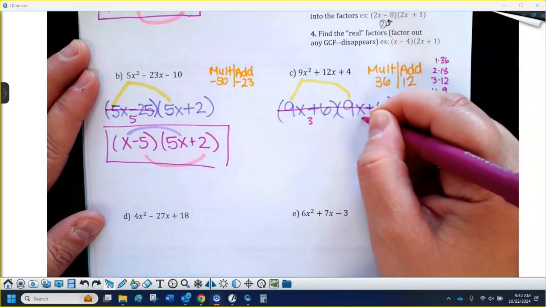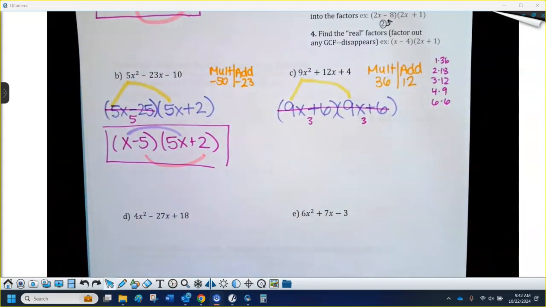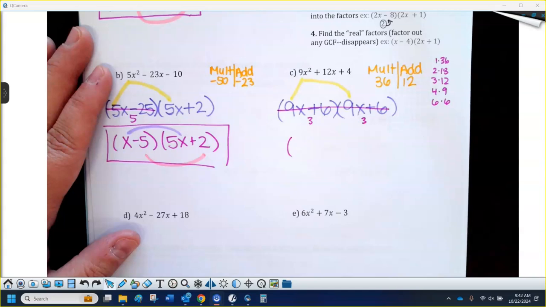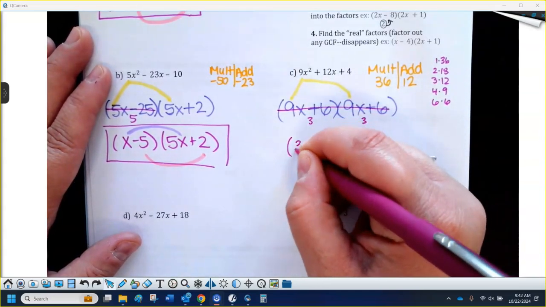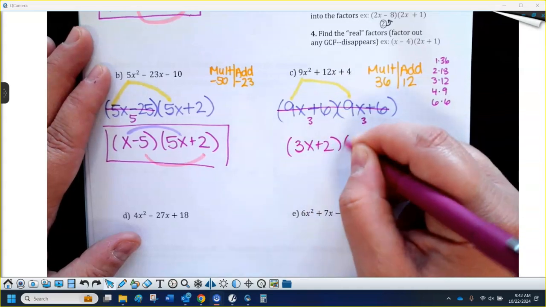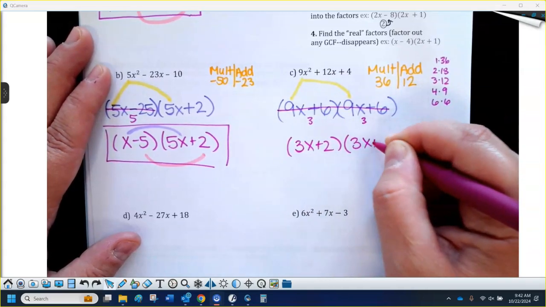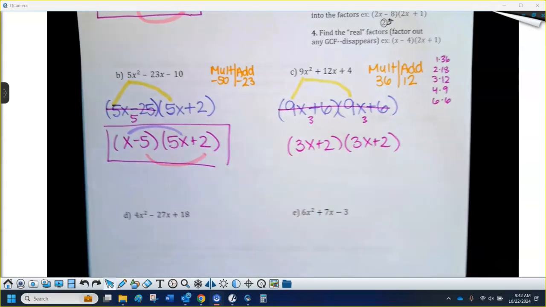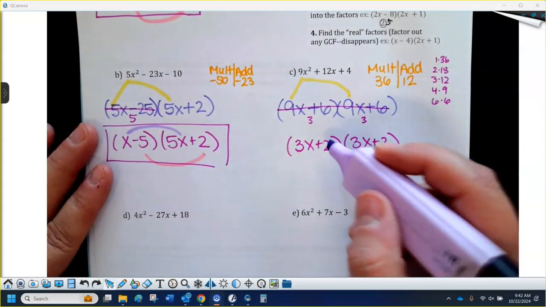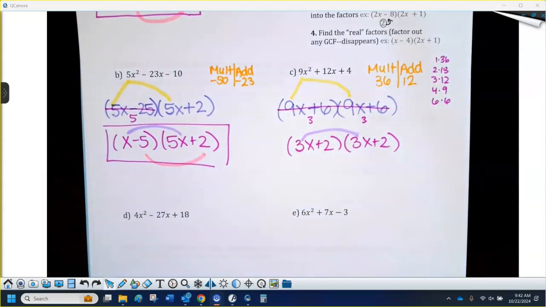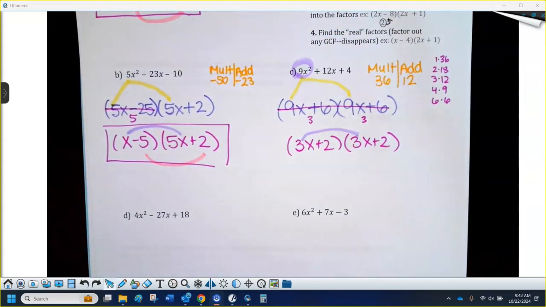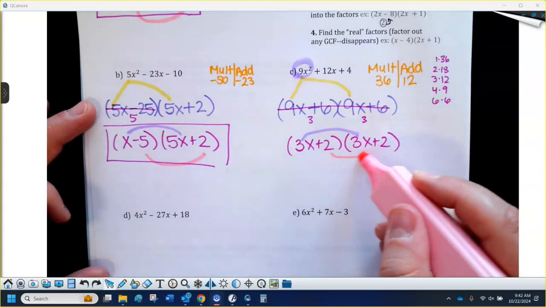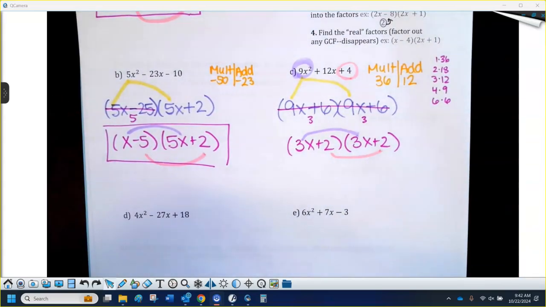So this does not come out in front, nothing like that. We're literally just going to disappear out that 3. So the real factor here, if I divide both of those terms by 3, 3x plus 2, this would be identical, 3x plus 2. And I'm just going to do a little spot check here. So first term multiplied together in each should give me the first term, which it totally does. 3x times 3x is 9x squared. Last term in each multiplied together should give me the last term in the original. 2 times 2 is 4, we're good to go.